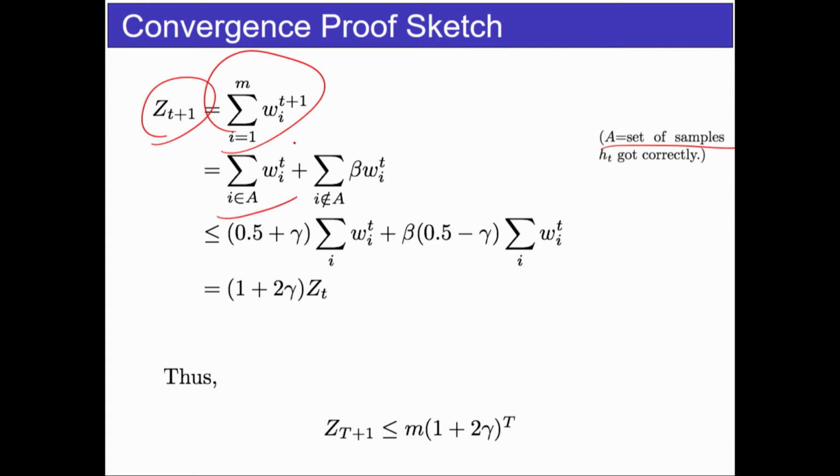For i in A, the weight is not going to increase. w^(T+1) is going to be the same as w^T, because I've gotten it right. But if i is not in A, the weight is going to increase by a factor of beta. So for i not in A, it's going to be beta times w_i^T. So it's all equality; there are no bounds here yet.